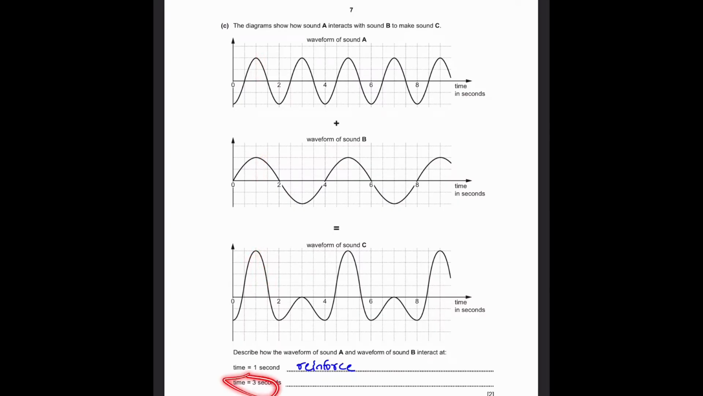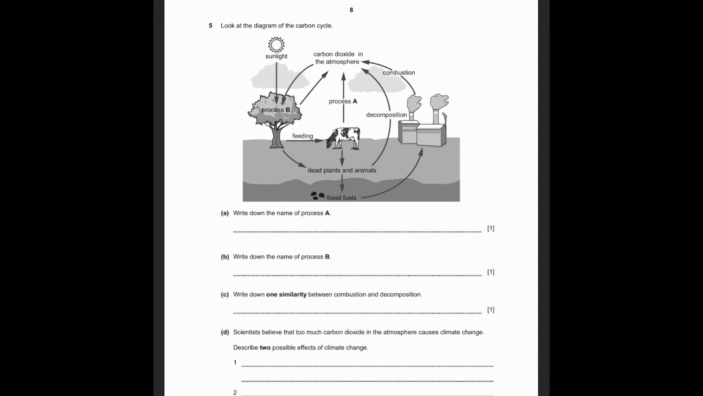But now what happens at time equals 3 seconds? We can see that there's a crest for waveform A, and for sound B's waveform, it's a trough. Because these two are both 2 units, but then they're in opposite directions, this is up and this is downwards, they cancel out. You can just say they cancel. And this causes the amplitude at time equals 3 seconds for waveform C to be just 0. That's our answer. Let's go to question 5.